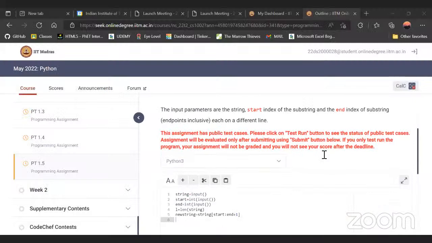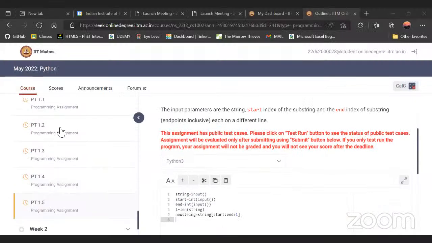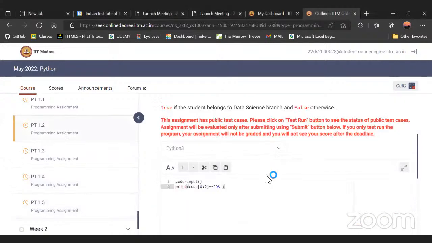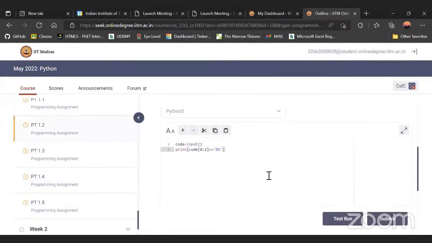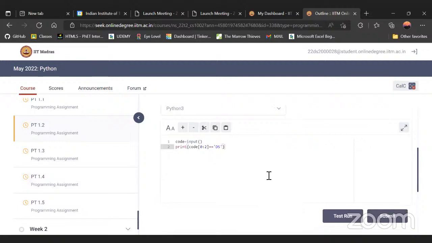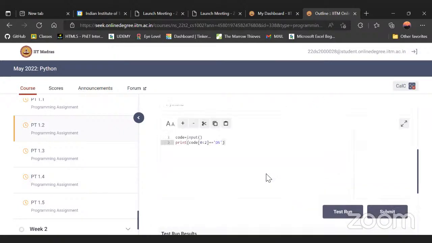You're able to see mine, sir? Yes. Like this is the one, right? Yeah. I have written code equal to input, and then print code of 0 to 2 equal to ds. If it is ds, it will print true, and if it is not ds, it will print false. Yes, exactly. Okay. That is just a 2 line code, and it does the work.